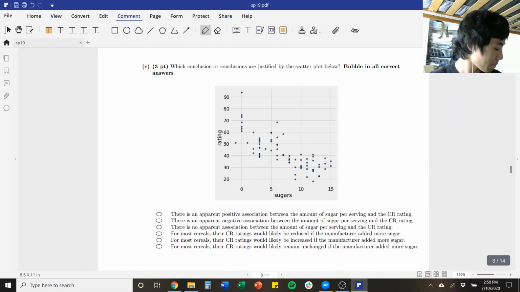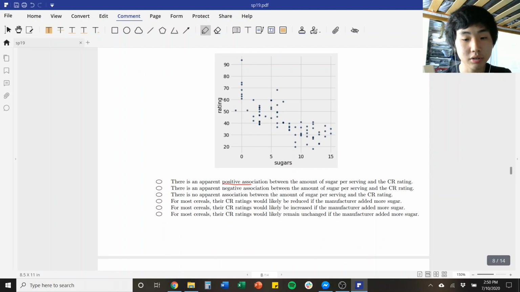Okay. Now we're given the scatter plot of the amount of sugar on the x-axis versus the consumer rating on the y-axis. So which of these conclusions are valid? Okay, so there is a positive association. I would disagree with this. I would say there's a negative association. Like you can see the line is trending down. So we would check the box for negative association. We would not check the box for no association.